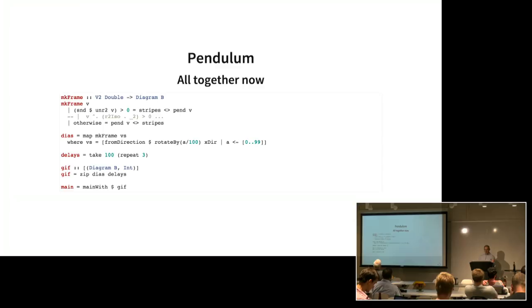So then instead of sending mainWith a Diagram B, I send it a list of diagrams and ints, those ints being the delays, and that creates the GIF. And that's all there is to it.